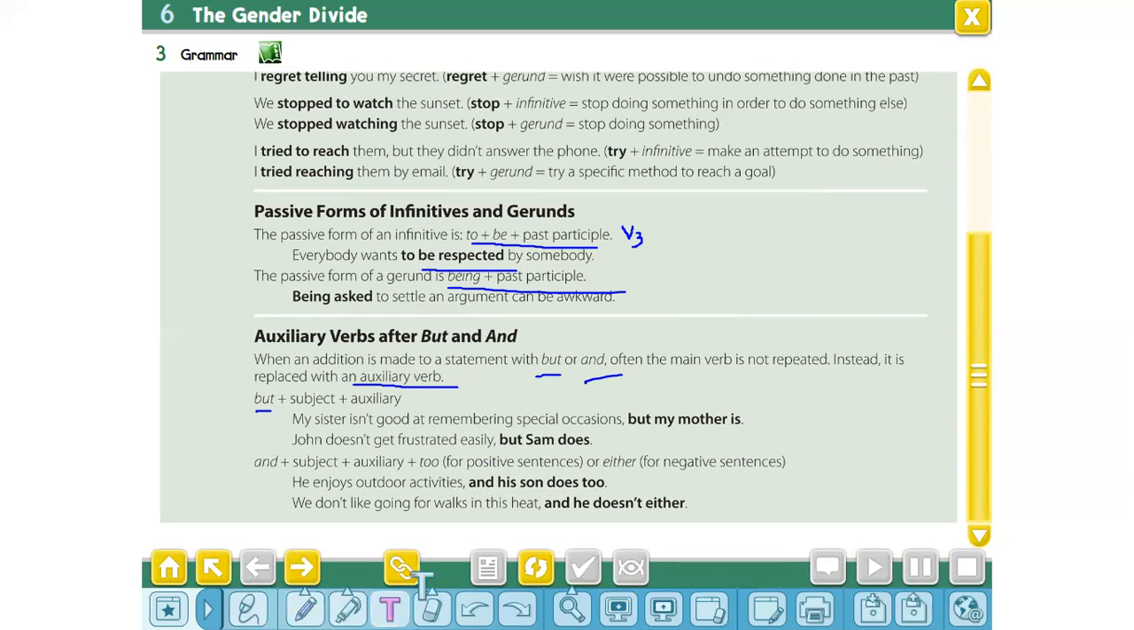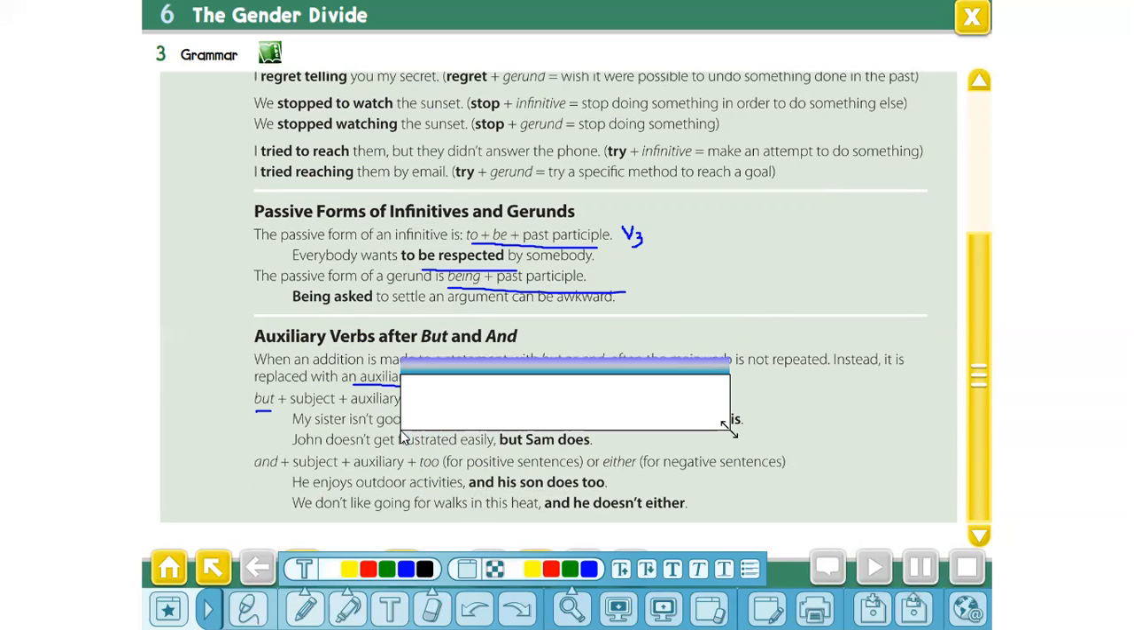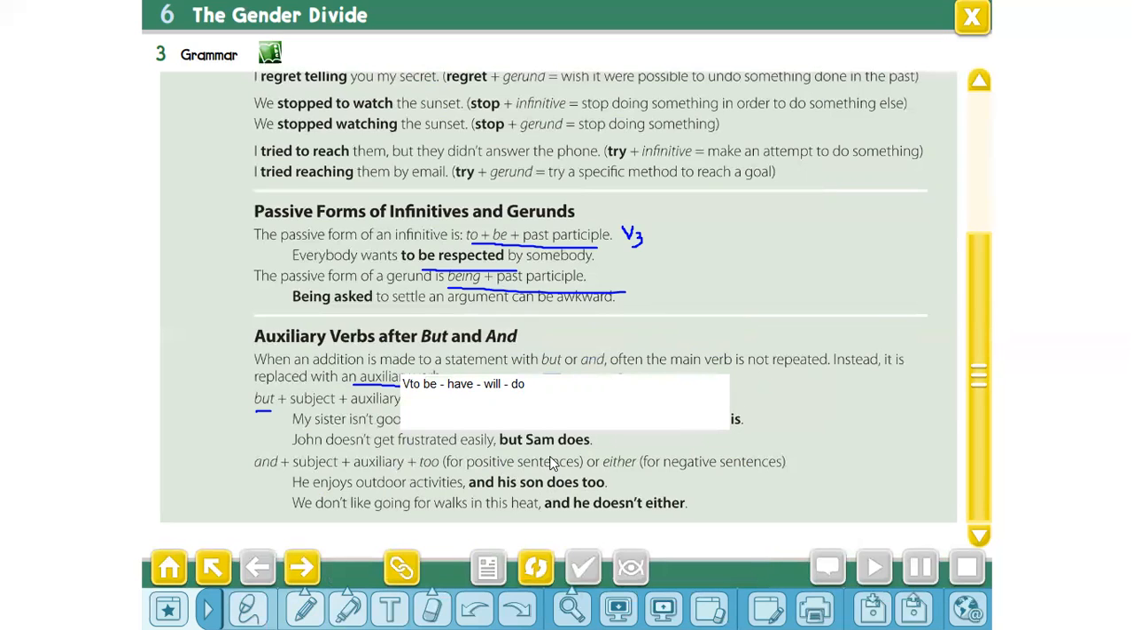Let's revise what's the meaning of auxiliary. Can you give me examples of auxiliaries? Excellent. Like verb to be: am, is, are, was, or were, or verb to have, like have, has, or had, or modal verbs like will or would, can or could, or verb to do like do, does, or did. Do you remember? Okay.